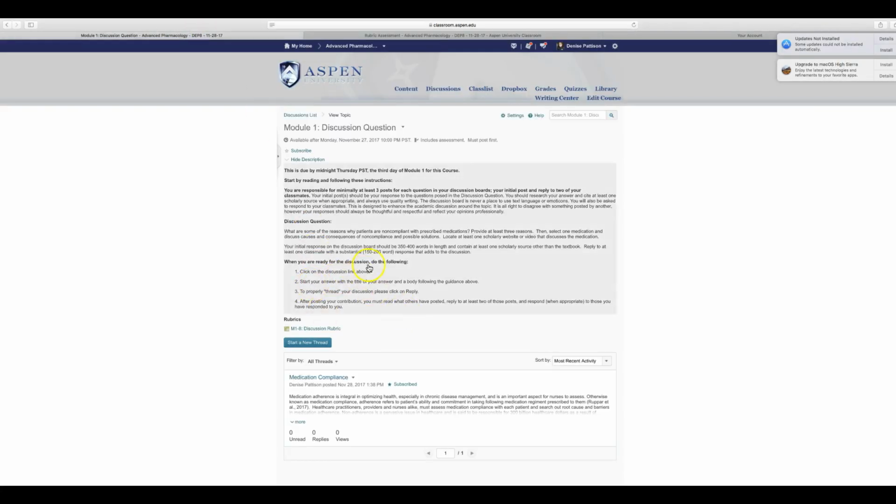So first things first, when you look at each discussion board, here are the questions. What are some of the reasons why patients are non-compliant with prescribed meds? Provide at least 3 reasons and select one medication. Discuss causes and consequences of non-compliance and possible solutions. Locate at least one scholarly website or video that discusses the medication. Also, your initial response should contain at least one scholarly source other than the textbook. And then you also want to respond to at least one of your classmates.